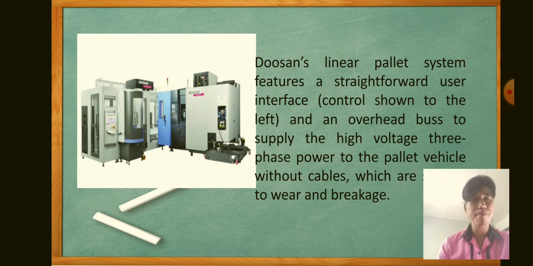The linear pallet system features a straightforward user interface, control shown to the left, and an overhead bus to supply high voltage 3-phase power to the pallet vehicle without cables, which are prone to breakage. So that's the application of linear systems in a machine shop.